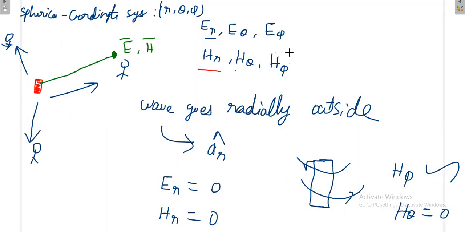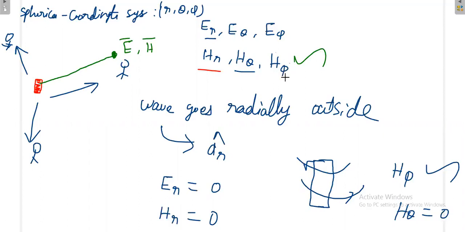Then finally, what is existing? H_phi is existing. Then you have to calculate E_theta and E_phi, because we cannot make any conclusion about E_theta and H_phi yet. Since H_phi is there, I really have to apply the formula.